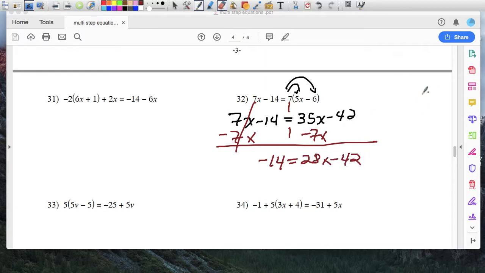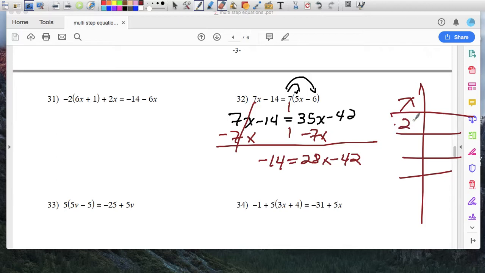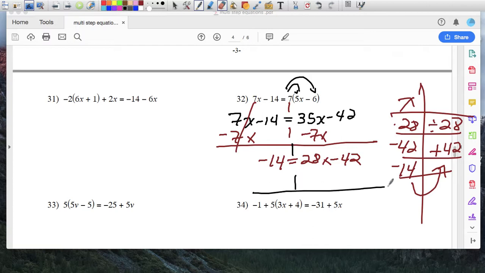Now it's become a two-step equation, which I can write as my little story. I get x as my variable, times 28, minus 42 equals negative 14, right? Because that's exactly what I have. Going backwards, I'm going to add 42 to both sides and then divide both sides by 28. Okay, here we go. Plus 42. Plus 42.